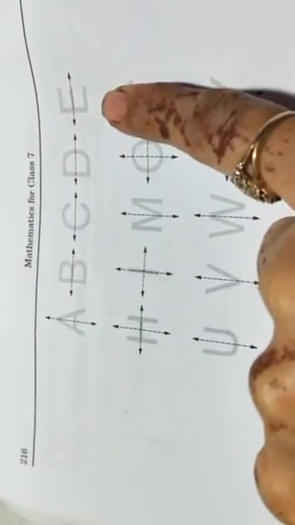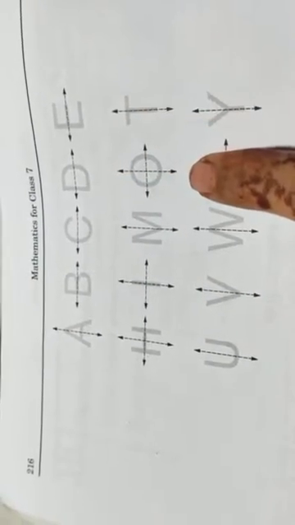A vertical symmetry, B horizontal, C horizontal, D horizontal, E horizontal, H both vertical and horizontal. I has both lines of symmetry, it is symmetrical about its horizontal and vertical. M vertical line of symmetry, O both, T vertical, U vertical, V vertical, W vertical, X both, Y vertical.